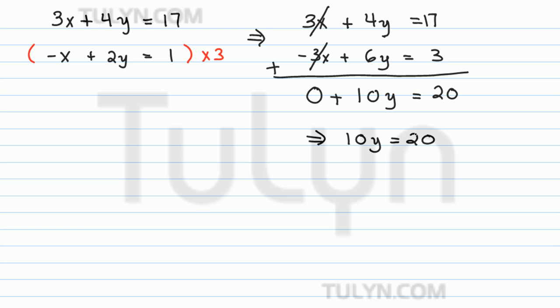So now we have a linear equation in one variable, which we're really used to solving. So dividing both sides by 10, we get that y is equal to 20 over 10, which is otherwise known as 2.